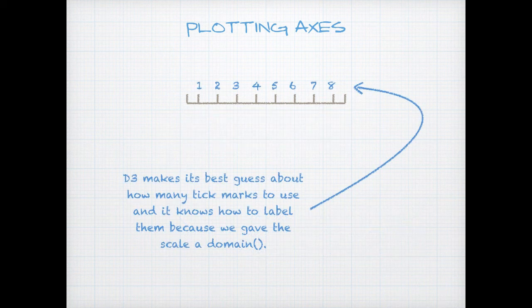Because the scale has a domain, D3 just looks at the domain, and it sees the span of all of the elements in the domain. It can choose how many tick marks might be appropriate, and it even knows how to label them because it's simply pulling values out of the domain. So D3 is actually very, very smart about this, and this is one of the reasons that it's useful to spend all of that time tinkering with scales, because the scale delivers a ton of information to the axis.